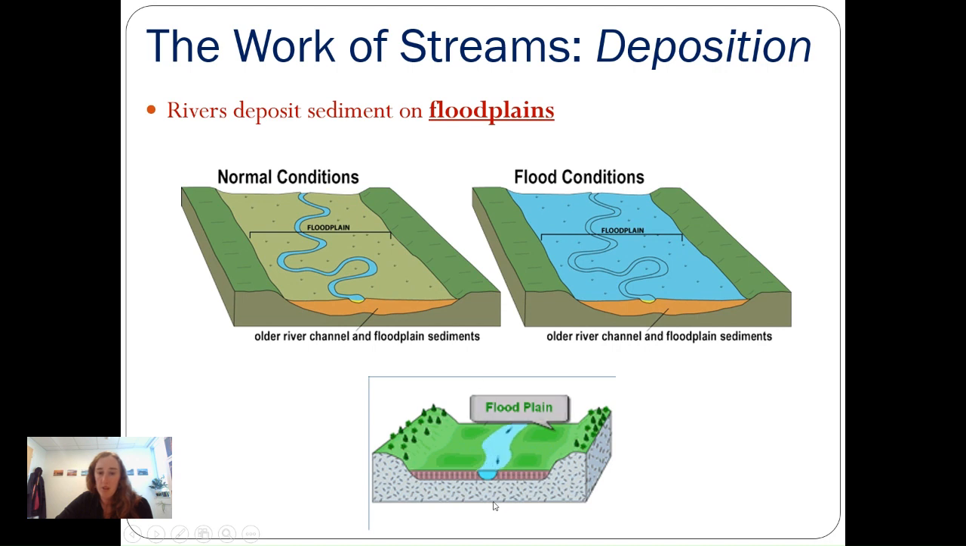If you watch this animation here on the bottom, if it rains enough, water goes over the top of the bank of the river and spills out onto the floodplain. Usually that's where a lot of deposition occurs, and it carries nutrients with it. That's why a lot of early agricultural societies, or civilizations, were dependent on rivers for agriculture.